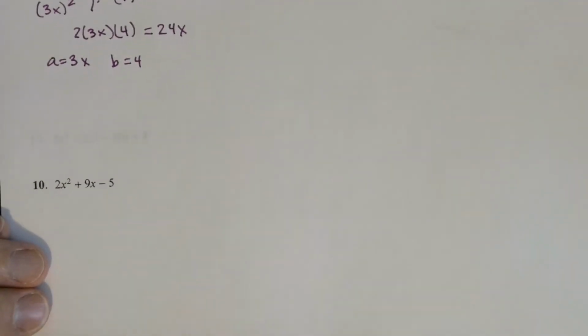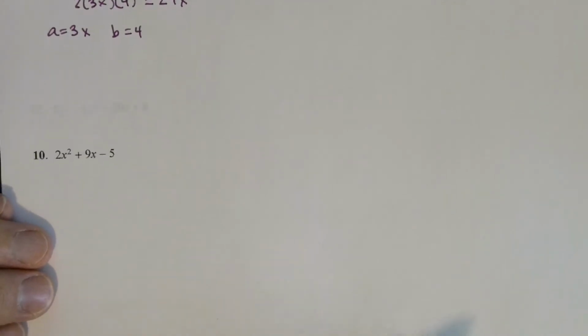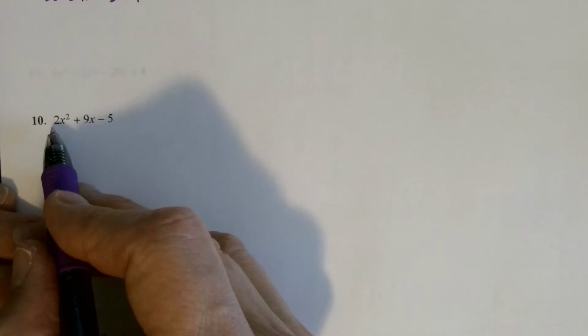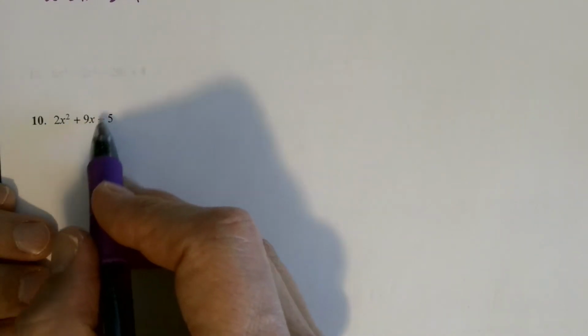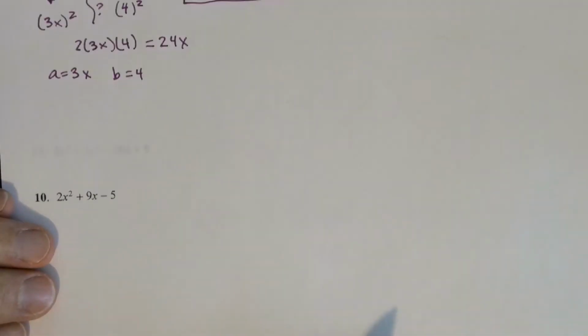All right. Let's take a look at this. Now, this is not a perfect square, obviously. I mean, 2 is not a perfect square. Negative 5, that's not even going to be possible, right? So this is not a perfect square. So what do we do in this case?